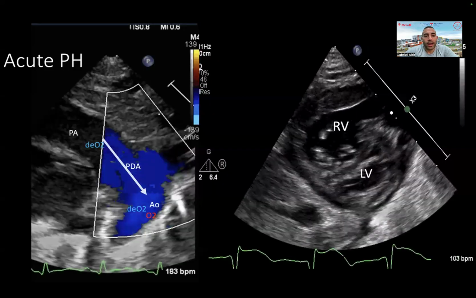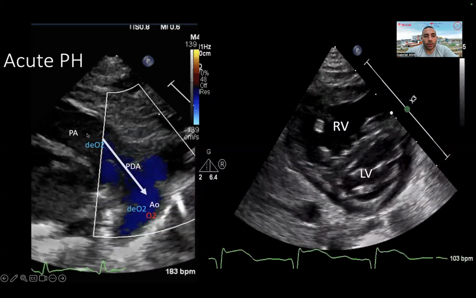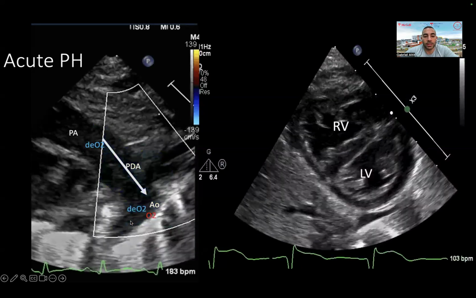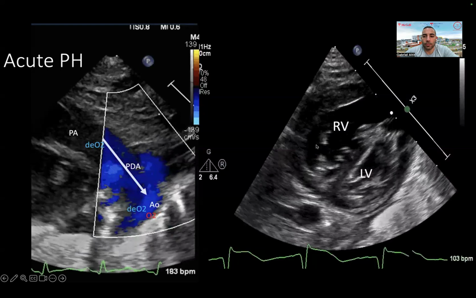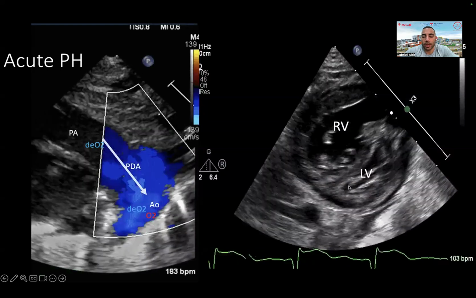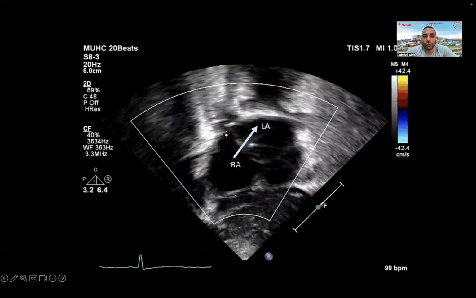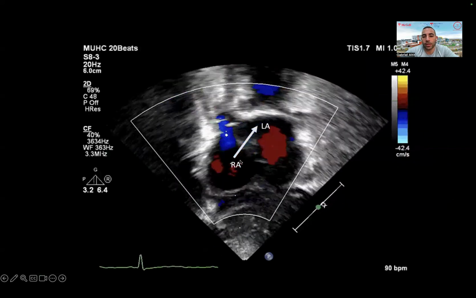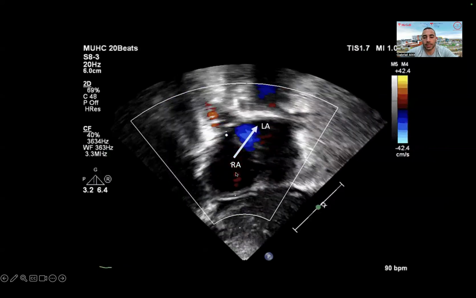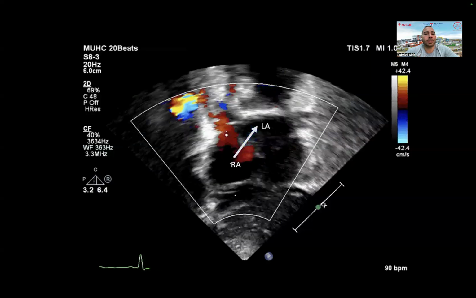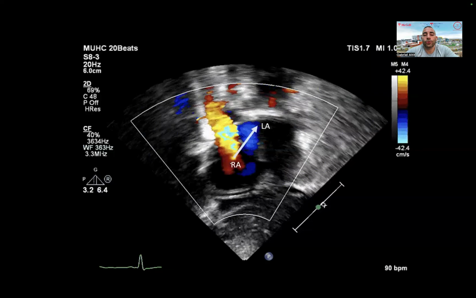So, by echo, we would see a duct with deoxygenated blood shunting from the pulmonary compartment and entering the descending aorta. You may see RV, LV, with RV dilatation and, in parasternal short axis, some degree of flattening of the septum. And at the atrial level, you would see blue blood entering the right atrium to the left atrium, creating this desaturation at the preductal limb. And that's the kind of classic acute PH crisis that we see in these patients in the first few days of life due to stressors.